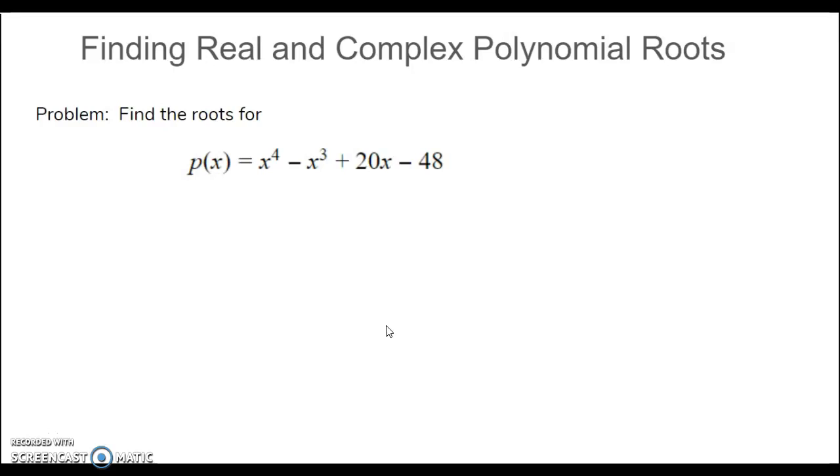So the same process we did last week, but now some of our answers might have i in it. So here we are with the problem: x to the fourth minus x cubed plus 20x minus 48.